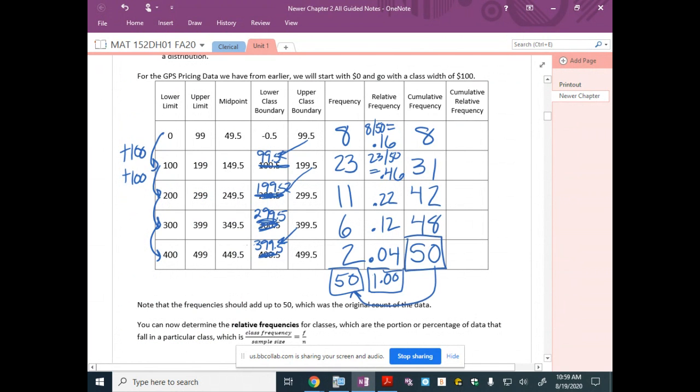And cumulative relative frequency is basically just dividing all of the cumulative frequencies by 50. Because there were 50 pieces of data. That's why.